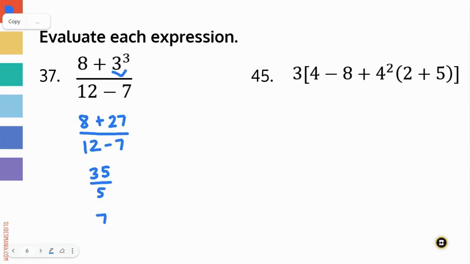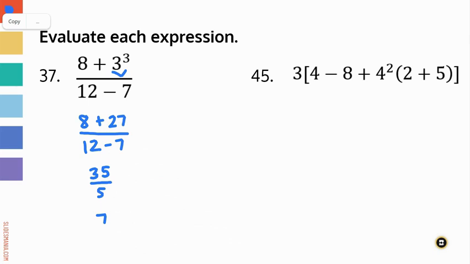Okay, looking at number 45. 45 looks a little complicated. We've got some brackets going on, we've got some parentheses going on, and that's okay. So you've got 3 times the quantity, 4 minus 8 plus 4 squared times the quantity, 2 plus 5, and then closing the parentheses, closing the brackets.